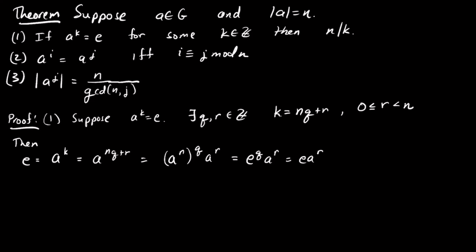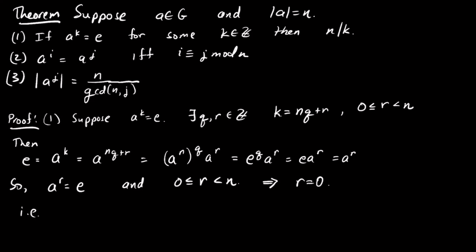And then e times a to the r is a to the r, right? So what do I have? I have that a to the r is equal to e, and r is bigger than or equal to 0 and less than n. Okay, so here's the thing. r cannot be positive, because if r is positive, I'm contradicting the fact that the order of a is equal to n. Remember, n is the smallest positive power of a that gives me back the identity. So the only possibility here is that r is equal to 0. So this implies that r has to be 0.